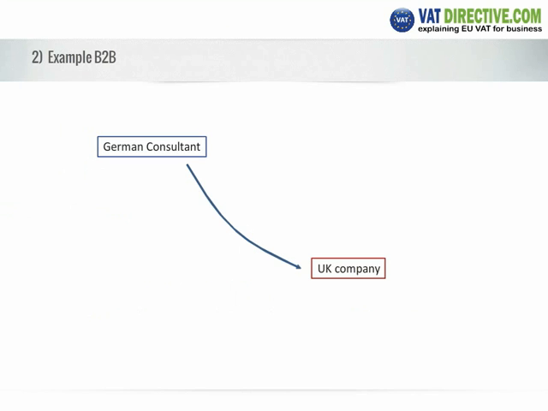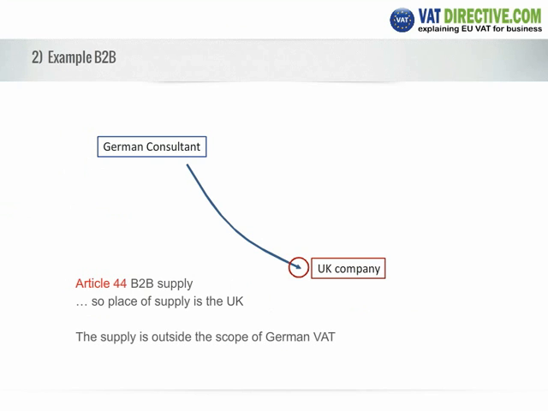Let's have a look at an example of a B2B supply. Here we have a German consultant providing services to a UK company. Article 44 treats this as a B2B supply, so the place of supply is in the UK. That means the supply is outside the scope of German VAT, so no German VAT on that supply.